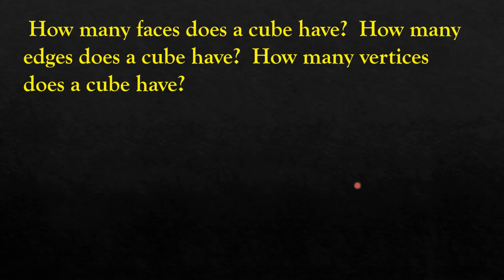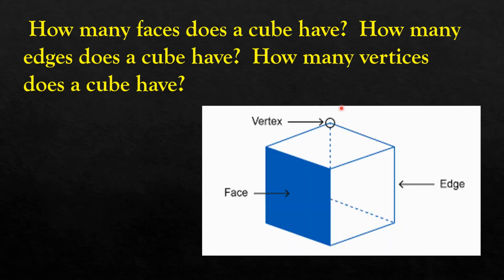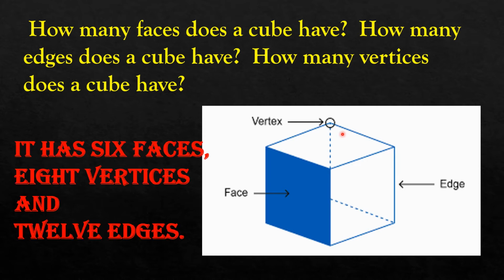How many faces does a cube have? How many edges does one cube have? And how many vertices does a cube have? That we have to find out. Now let's see. Here you can see this is the vertex, this is the face, and these are the edges. Now you have to count. So it has 6 faces, 8 vertices and 12 edges.